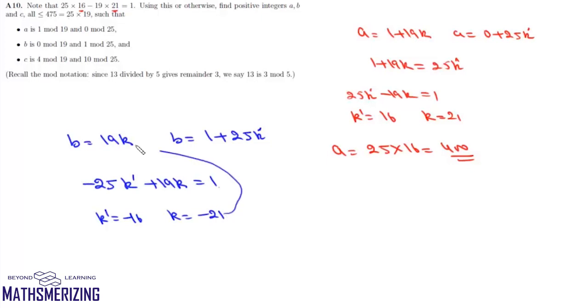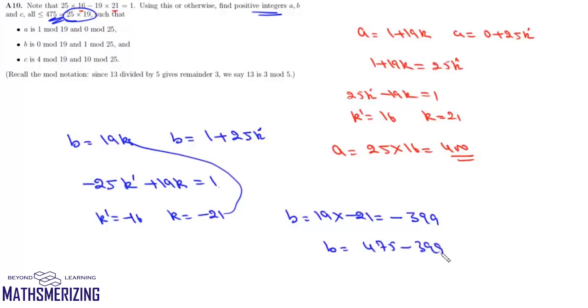Now we'll put k as minus 21. We can write this b as 19 into minus 21, which is minus 399. But b cannot be a negative number. It says we need to find positive integers. So this b has to be of the form, now this is 25 into 19, it is 475. So it will be 475 minus 399, which is 76. So the value of b has to be 76.